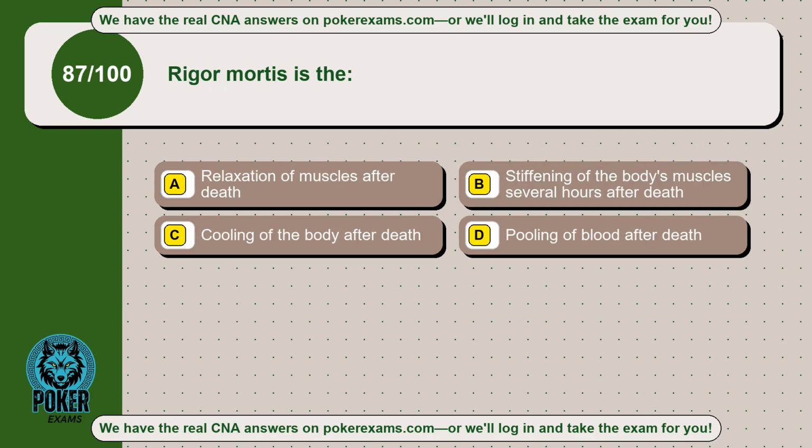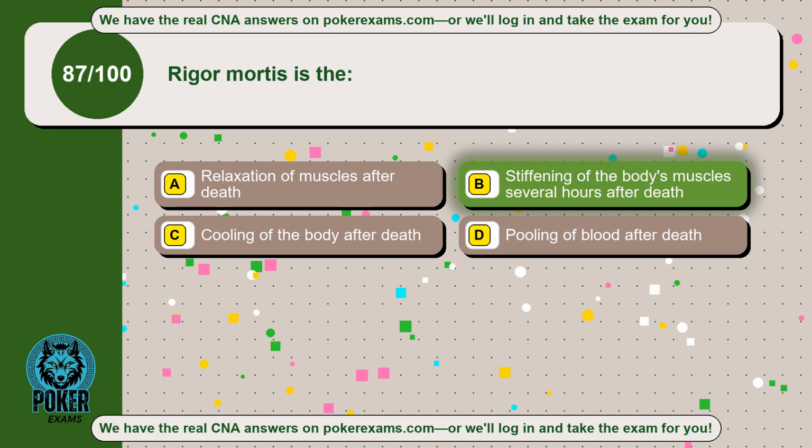Question 87. Rigor mortis is the. Option A, relaxation of muscles after death. Option B, stiffening of the body's muscles several hours after death. Option C, cooling of the body after death. Option D, pooling of blood after death.